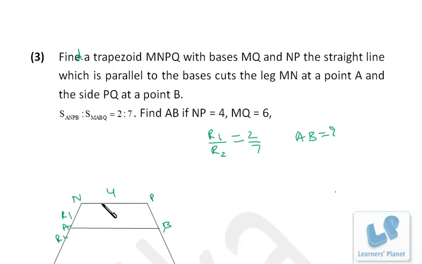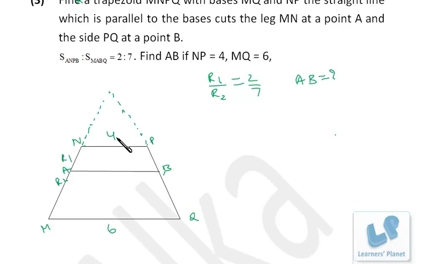In this particular problem, what I'll be doing, I'll be extending the sides MN and PQ, right? And I'll be forming a triangle this way. Now, why I'm doing this, you will get to know right away. So this length is 4. I assume this length to be x, that we have to find out, right? Now see this triangle, this triangle, and this triangle. All of the three triangles are similar to each other, right?